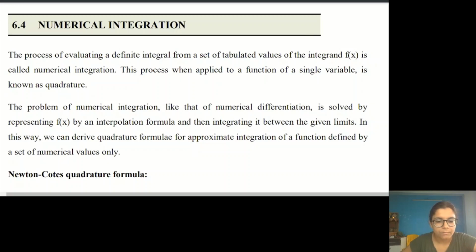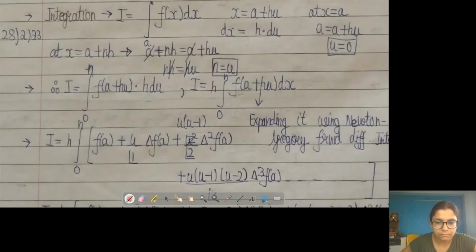Let's see. This is a proof for the quadrature formula that we're going to learn about. We first take the value I, the integral of f(x) dx, with the limits b and a.